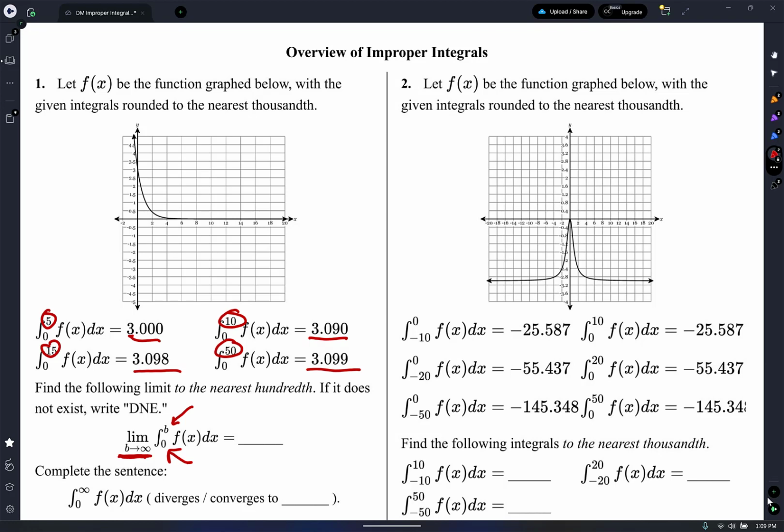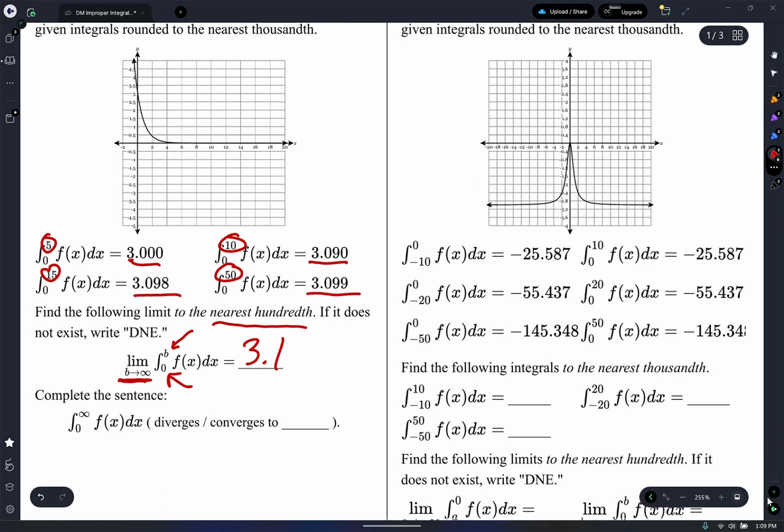All right, so here we go. As b approaches infinity, does it look like it's approaching a specific value? It does. It says nearest hundredths, but it's approaching 3.1. So then it says complete the sentence. The integral from 0 to infinity of f of x dx converges to 3.1. And that's it. That's all you're doing.